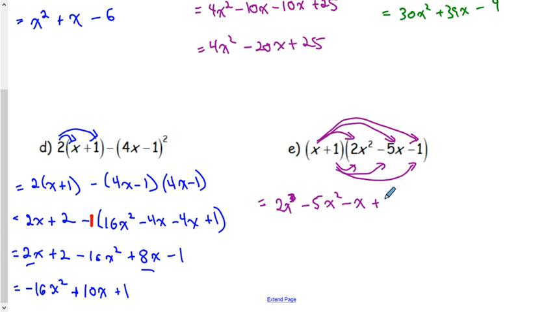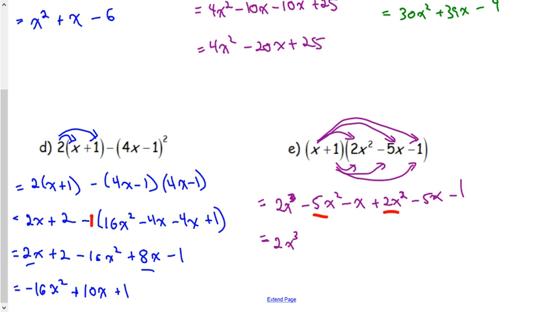1 times 2x squared, that's 2x squared. 1 times negative 5x is negative 5x. 1 times negative 1 is negative 1. Cool. Let's combine our like terms. Well, we only got one term that's a cubed, 2x cubed, so we can put that out front on its own.